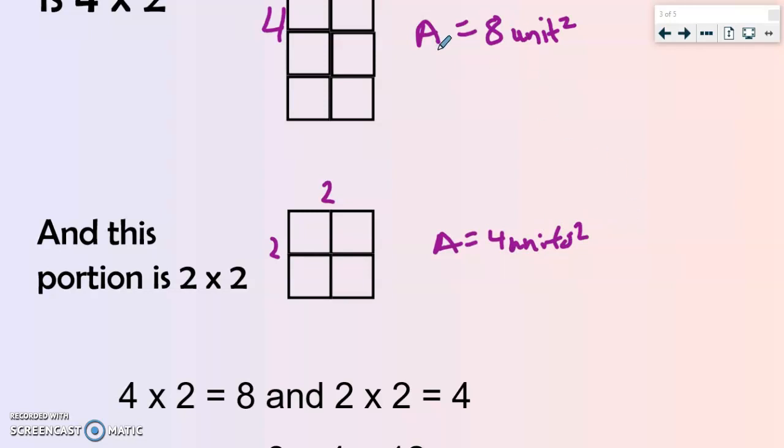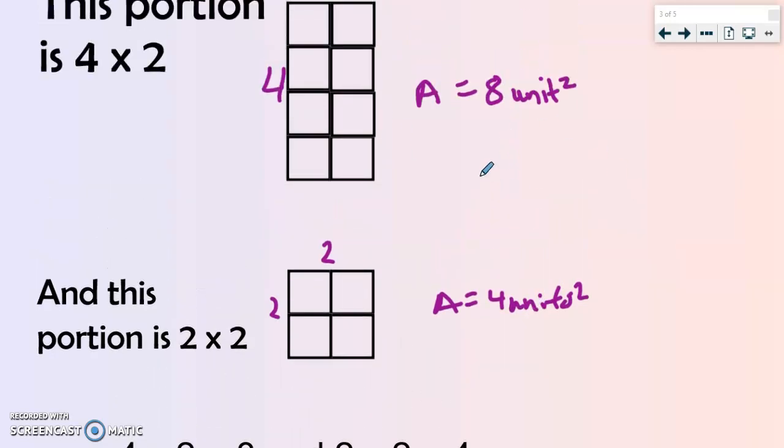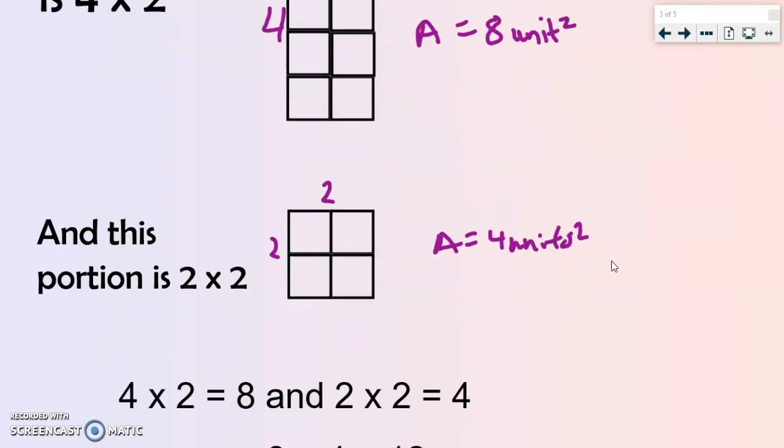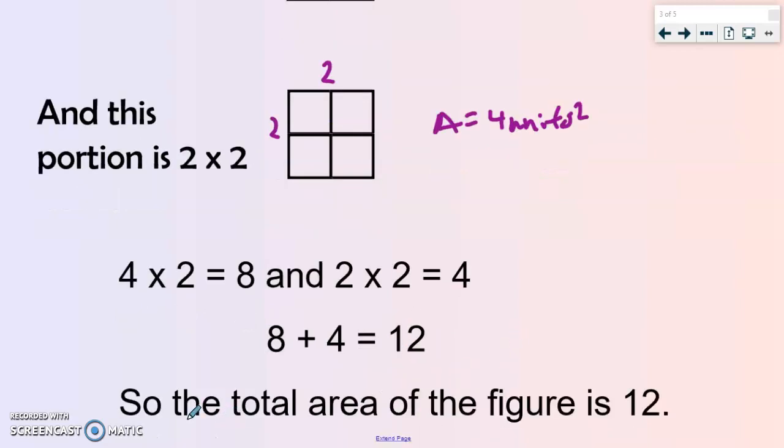And so separately, I know their areas, right? And now to find their combined area, I would just combine their areas, or add them, in other words. So an area of 8 plus an area of 4 means altogether their area would be 12 square units. So the total area of this figure would be 12.